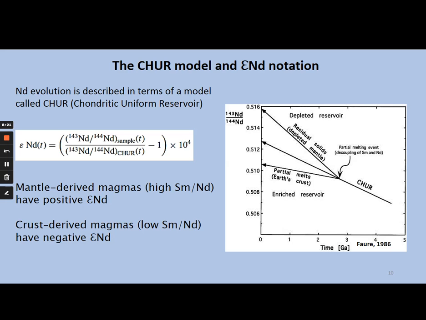As a result, mantle-derived magmas have high samarium-neodymium ratios, which will result in positive epsilon neodymium values, and so we have more samarium-147 that can generate more neodymium-143 relative to the original ratio found in the CHUR. On the other hand, crust-derived magmas have low Sm/Nd ratios, which will result in negative epsilon neodymium values in the rocks.